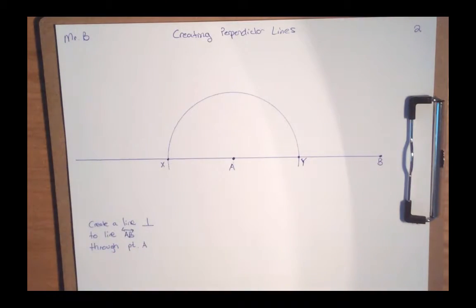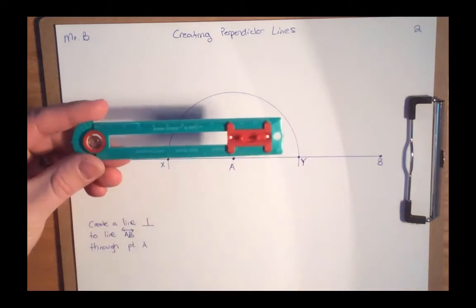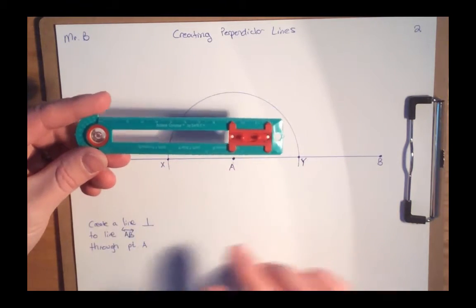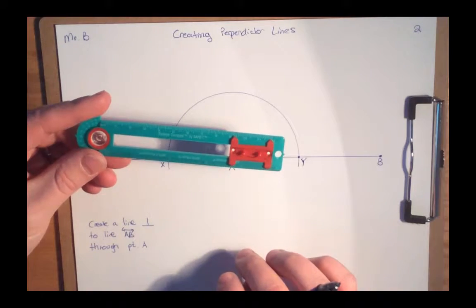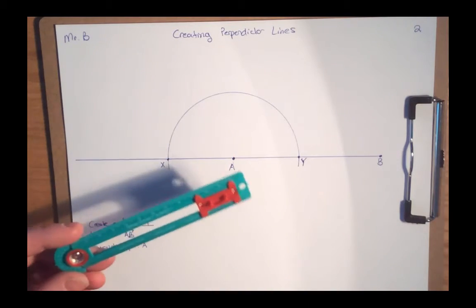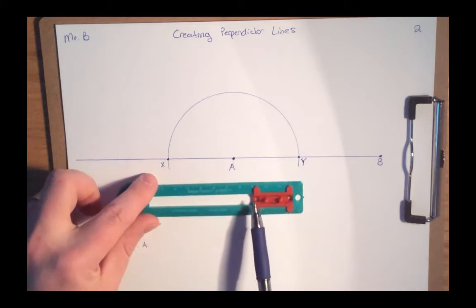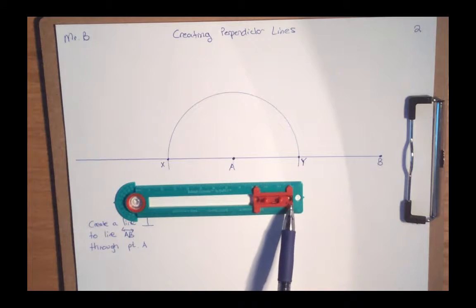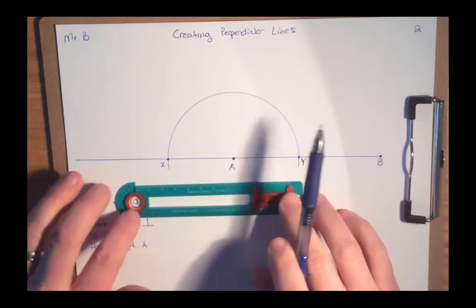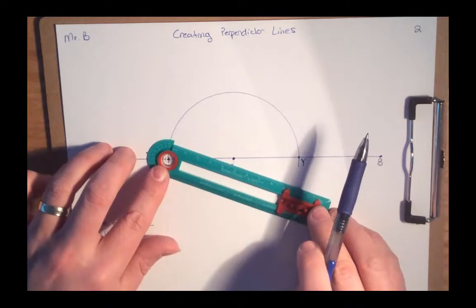Okay. Next thing I want you to do is take your slider and push it all the way out the end of your compass. That's going to be the easiest for us in this next step. What we're going to do is work with this inside point, not the outside point. Because if we work with the outside point, this will not work. Okay? So the inside point. I'm going to place my compass over point X.